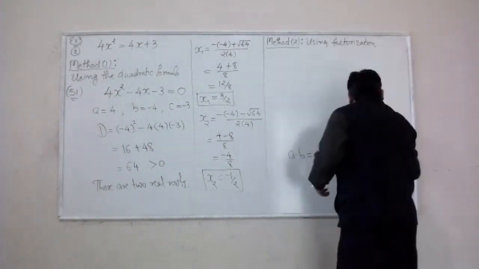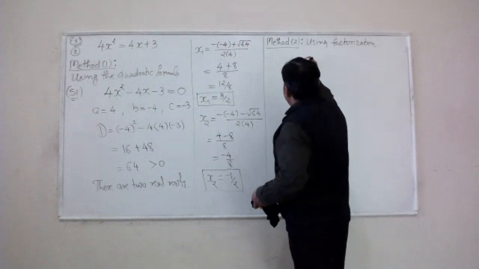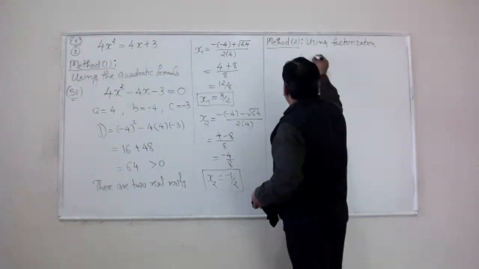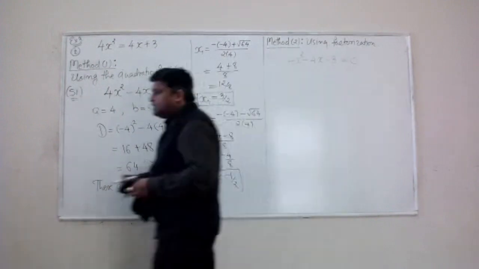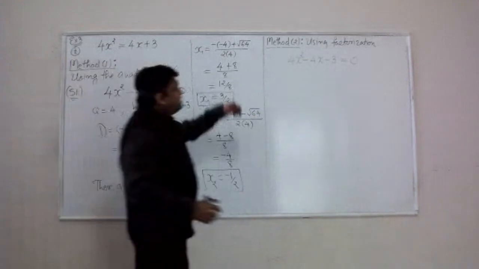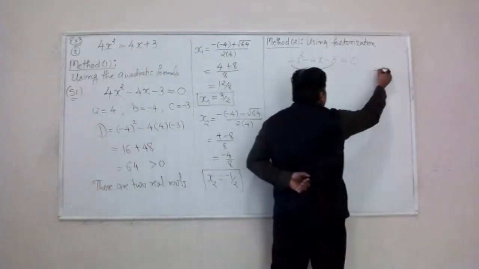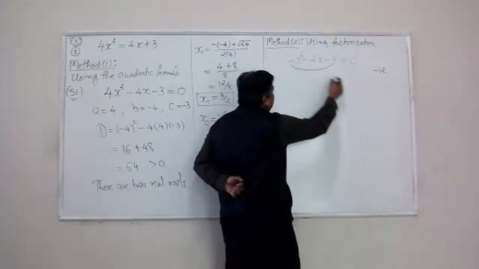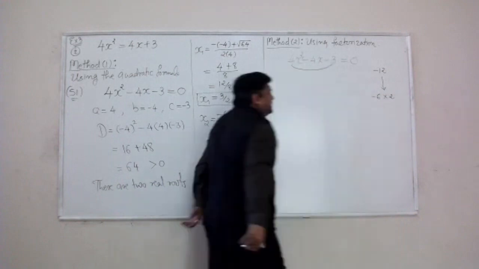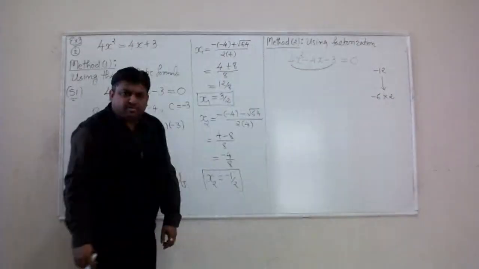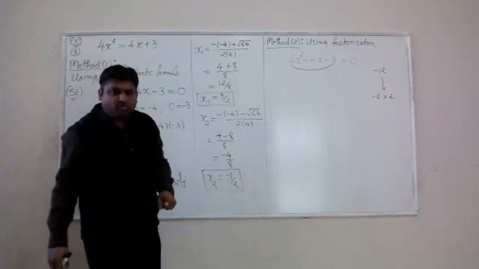Let's do that work carefully. I will write the problem in the standard form. 4x squared minus 4x minus 3 equal to 0. All right. I would like to find factors of negative 12 that add up to negative 4. Not a difficult thing to compute. Negative 6 and positive 2. These are the two factors of negative 12 whose sum is negative 4.